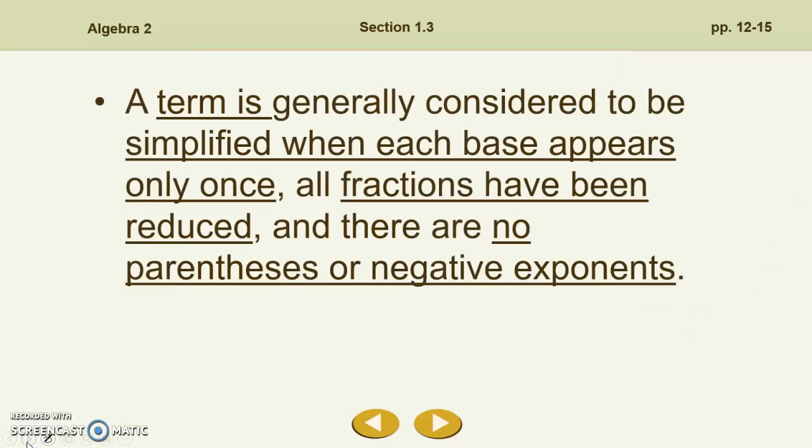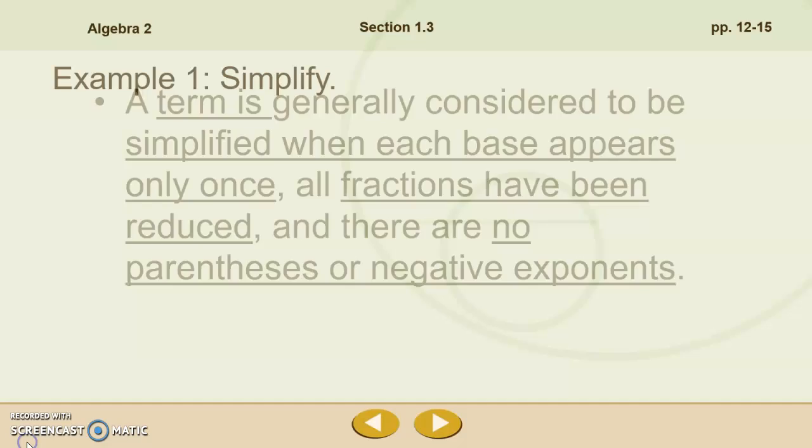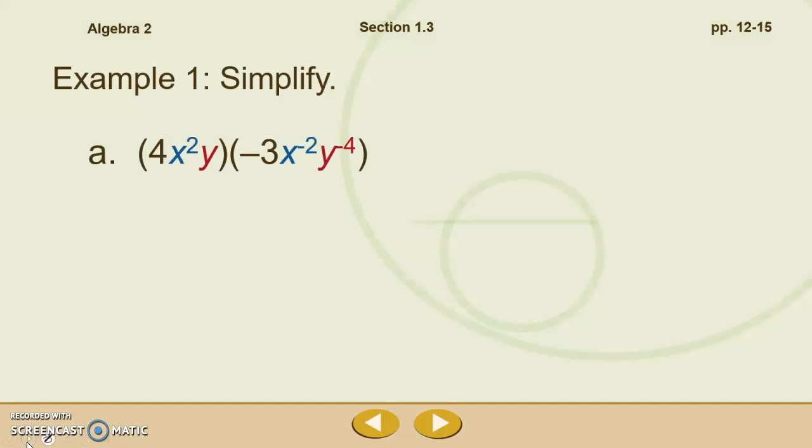Let's talk about some definitions here. A term is generally considered to be simplified when each base appears only once, all fractions have been reduced, and there are no parentheses or negative exponents. That's when we know it has been simplified. So three separate things. Let's go ahead and simplify this expression.